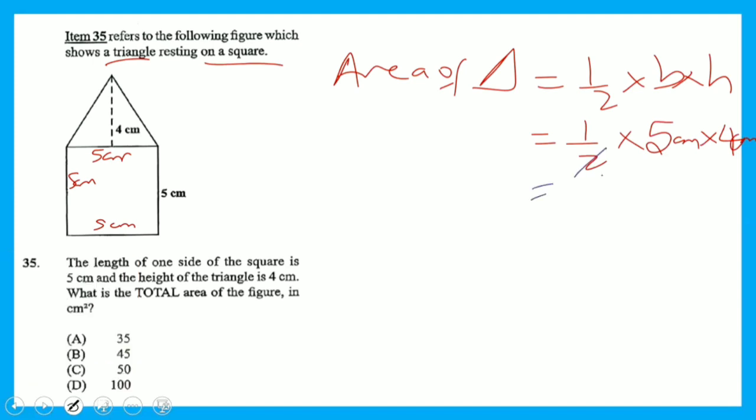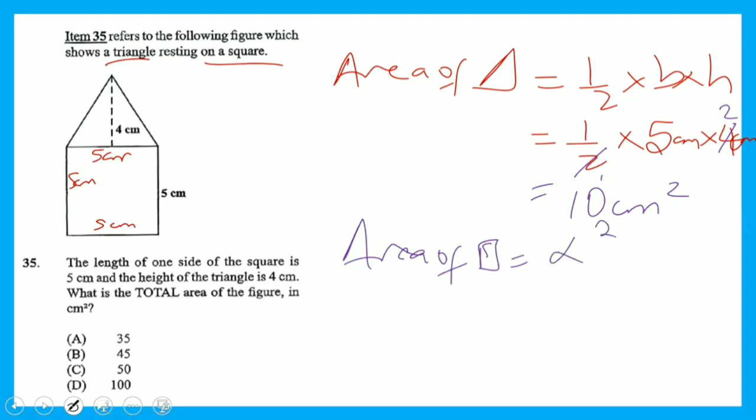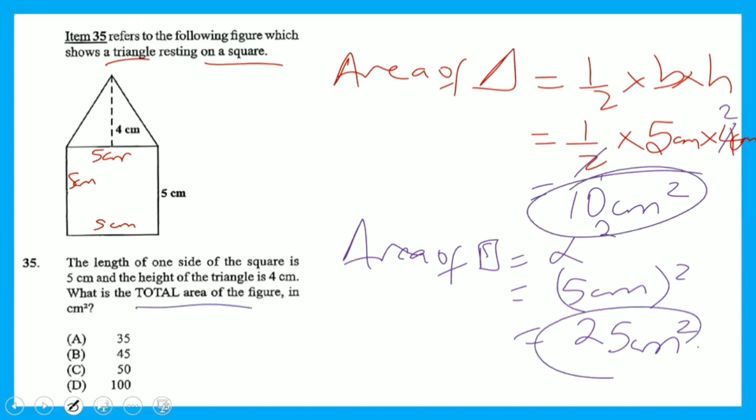You can simplify here. 2 into 4 goes 2 times. 5 2s 10 centimeters squared. And the area for the square is going to be length squared, which is 5 centimeters, times itself, which will give us 25 centimeters squared. Putting both areas together to find the total area of the figure, we get 35 centimeters squared.